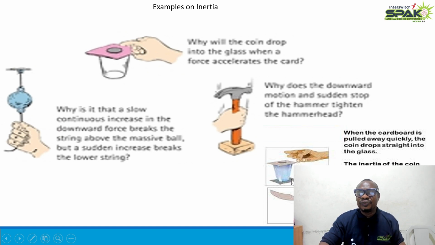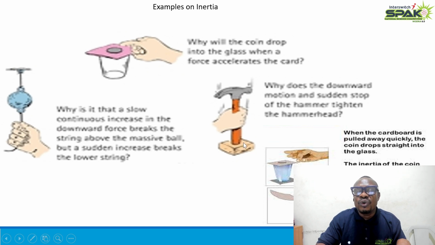But what is the reason for this? It is not magic, but it is real. It is a result of the inertia of the coin. The nature of the coin maintains its state of rest at this point. So immediately you draw the cardboard, the coin remains in a state of rest at that point. Then gravity acts on the coin, which makes it fall down.